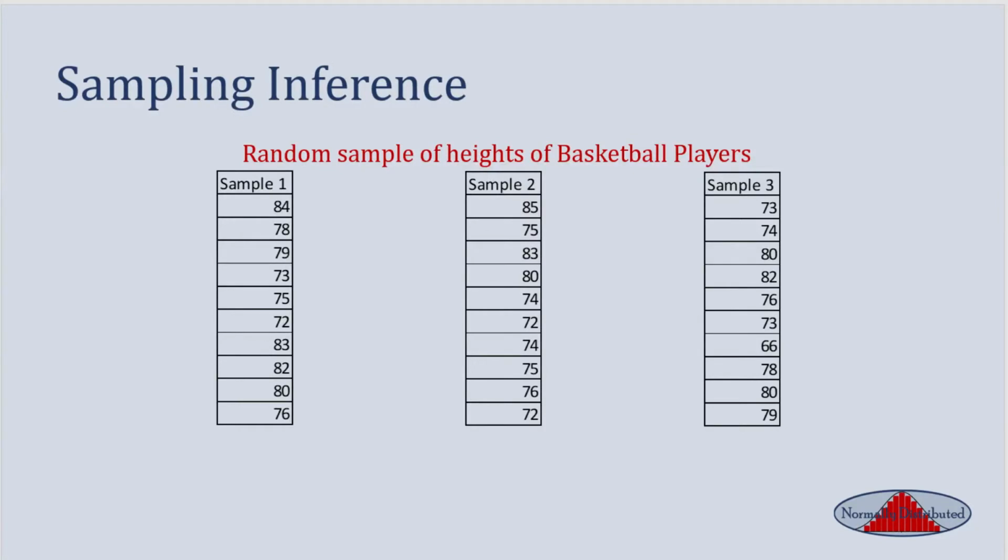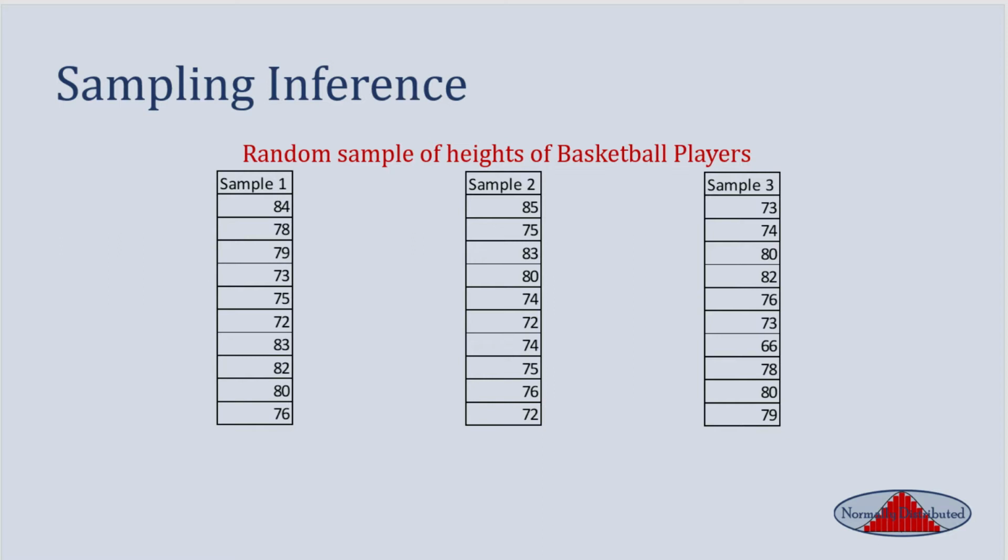As you can see, we have three different samples here, and each sample was taken from the NBA rosters. I randomly took 10 individuals off all of the NBA rosters, and we have their heights listed here. For example, in sample one, the first player is 84 inches, or sorry, that's actually 7 feet. In the second sample, we have 78 inches, which is 6 foot 6, and so on.